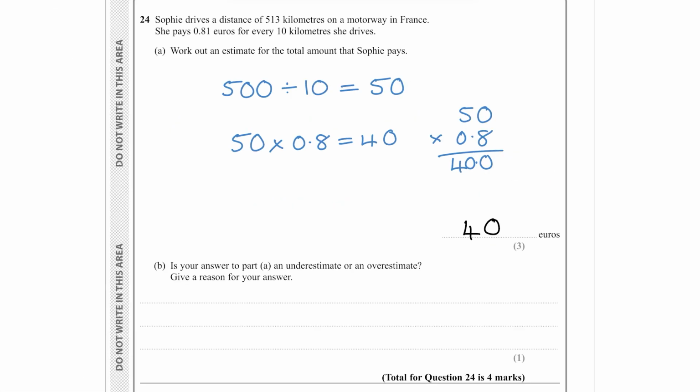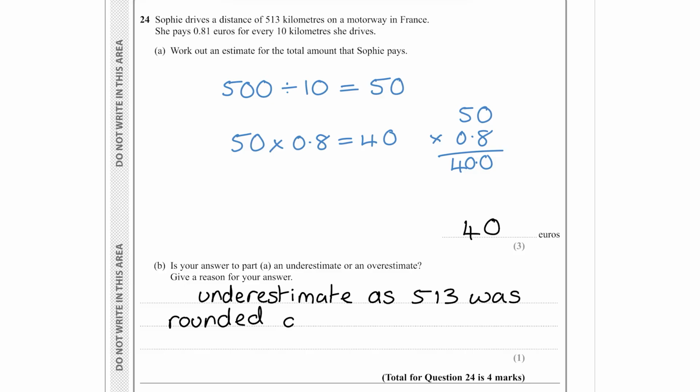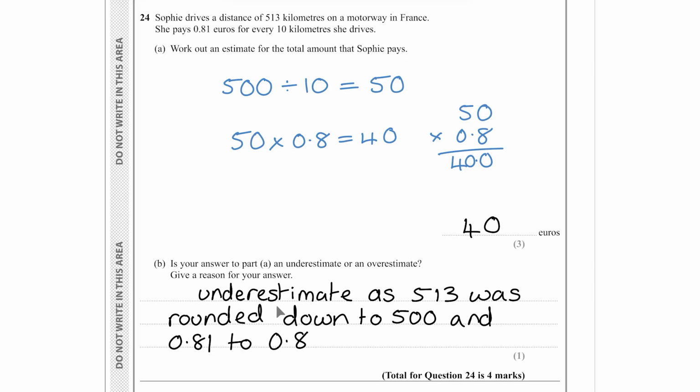And then part 2B. Is your answer to part A an underestimate or an overestimate? Give a reason for your answer. 1 mark, but again, quite a few lines. So we can say it's an underestimate, can't we? Because we rounded 513 kilometres down to 500, and we also rounded 0.81 down to 0.8. So we'll say underestimate as 513 was rounded down to 500 and 0.81 to 0.8.